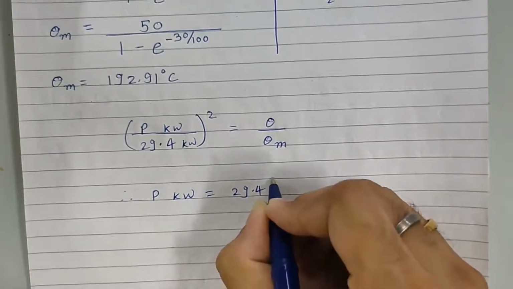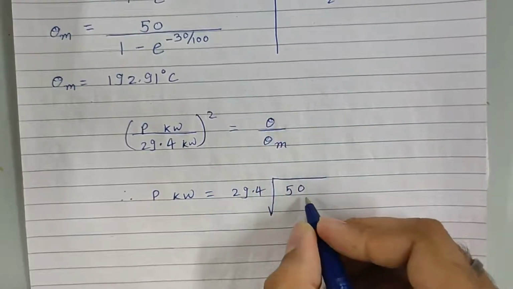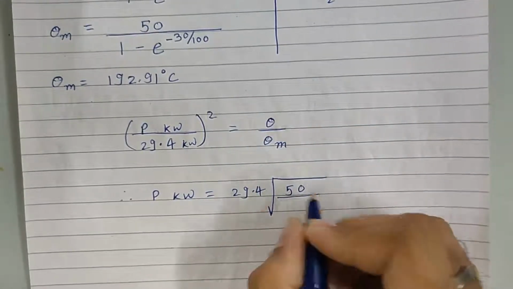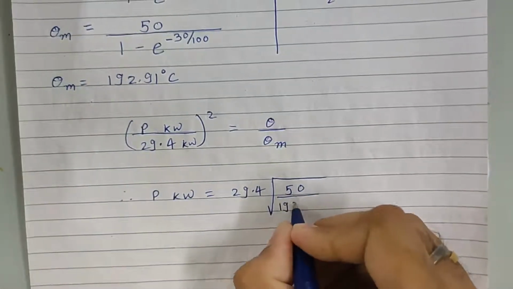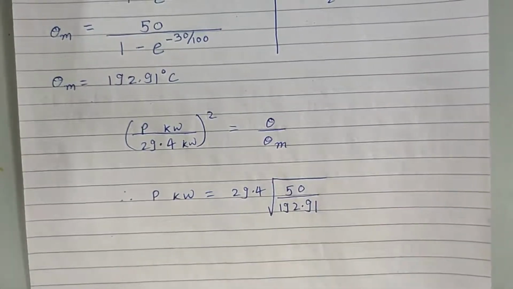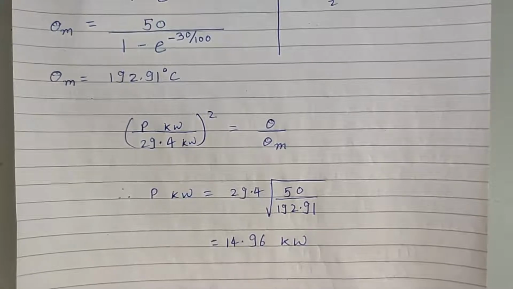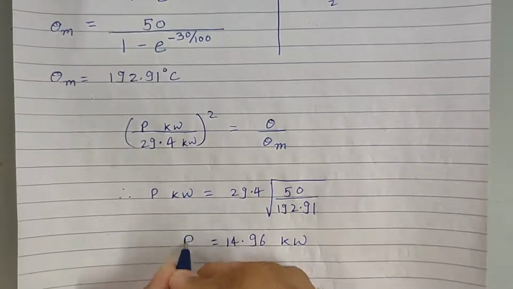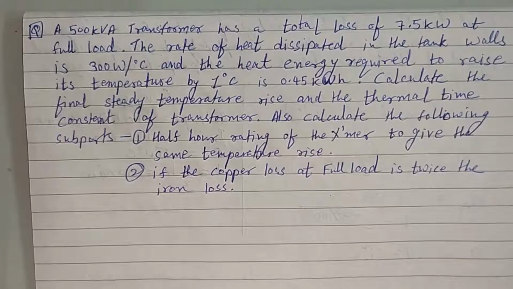29.4 into under root of the value of theta, which is 50, divided by the value of theta m as we calculated, which is 192.91. On further simplifying this, the answer that we get is 14.96 kilowatt. So the value of P would be 14.96 kilowatt. Let us move to the next question.